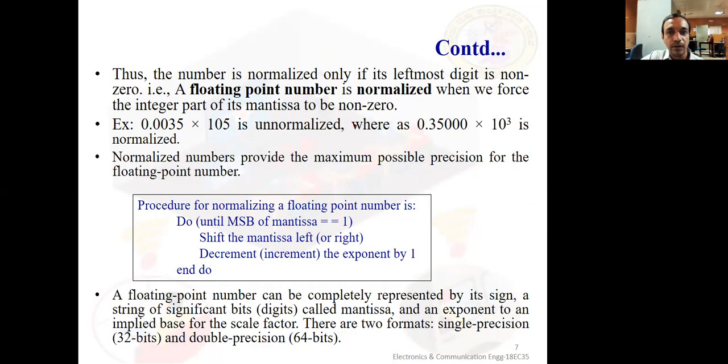A floating point number is normalized when we make the integer part of its mantissa non-zero. For example, this is actually 10 power 5. Sorry, it's not 105, there is an error here. This is 10 power 5. Whereas 0.35 multiplied by 10 power 3 is normalized. What is the meaning? We said that, right?